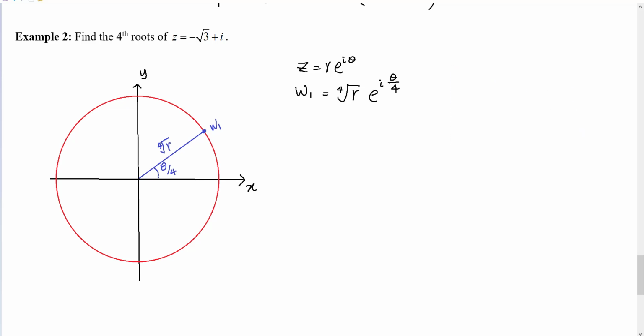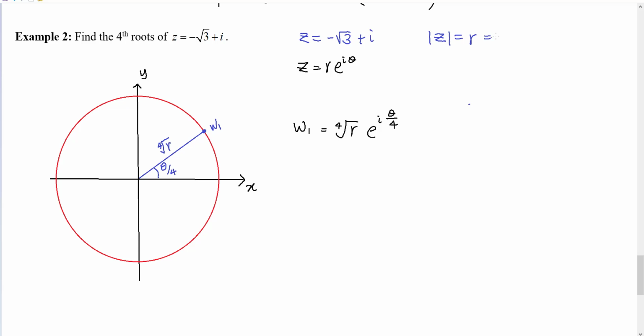Now, the given complex number is negative square root of 3 plus i. The absolute value of z is r, which is the square root of x squared plus y squared. Now x squared, negative square root of 3 squared is positive, square root of 3 squared is 3, and 1 squared is 1. That's the square root of 4, simplified as 2. So r equals 2, and e to the i theta.